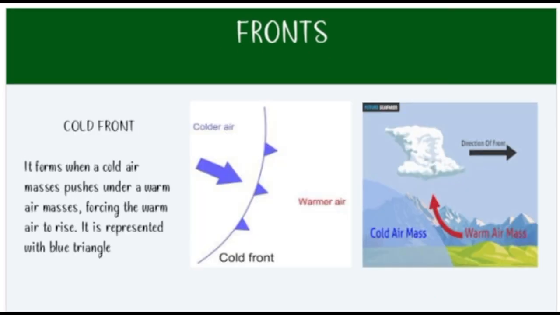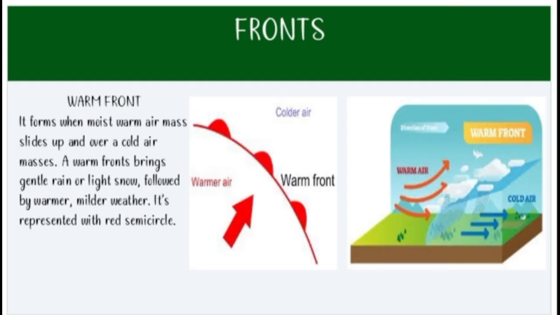A cold front is a front where the cold air mass pushes under a warm air mass, forcing the warm air to rise. As the front moves through, cooler weather is likely to follow, which forms clouds and rain. It is represented with blue triangles. Warm fronts bring gentle rain or light snow followed by warmer, milder weather. Warm front symbols are represented with red semicircles.